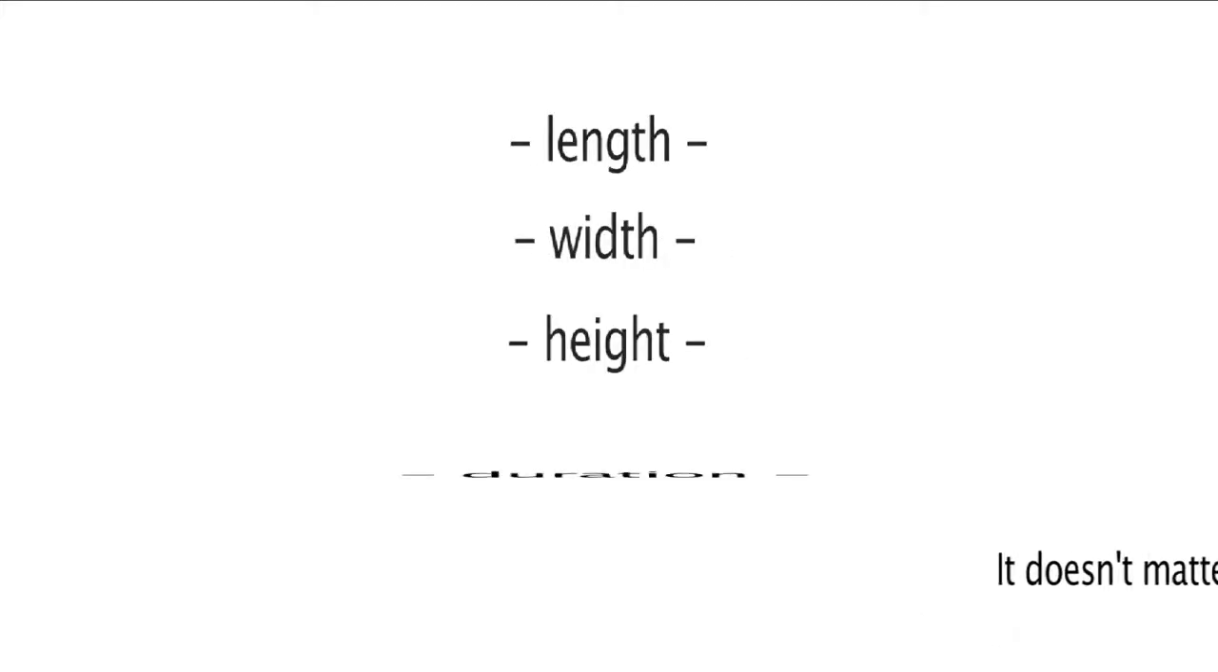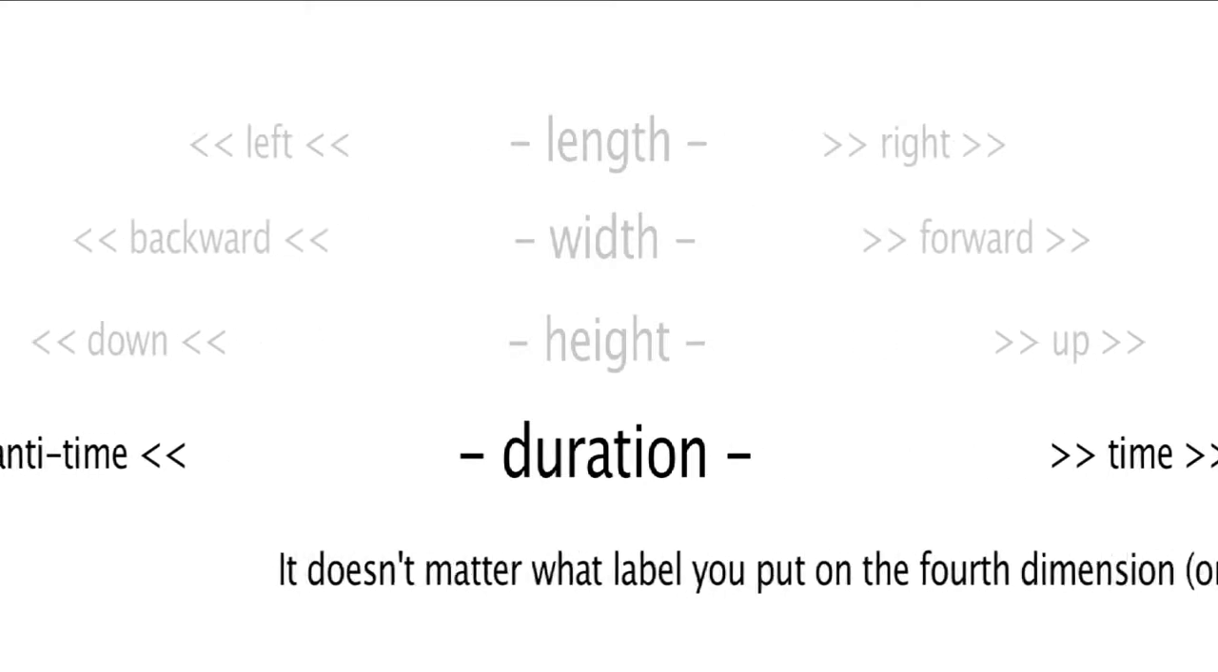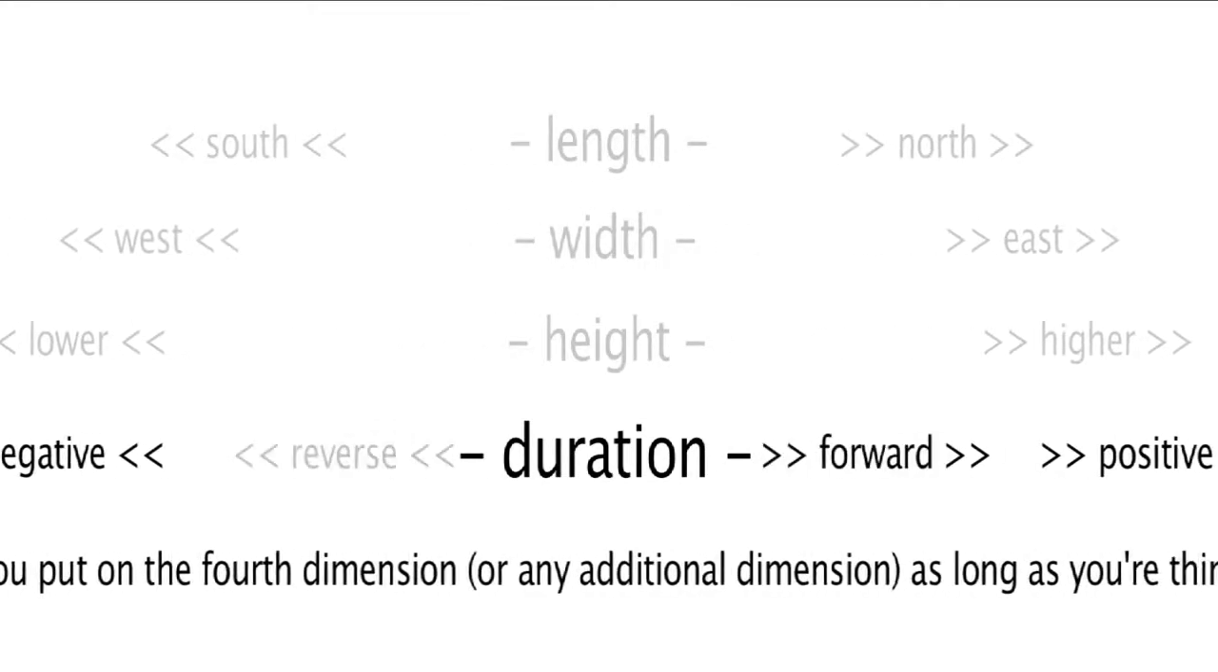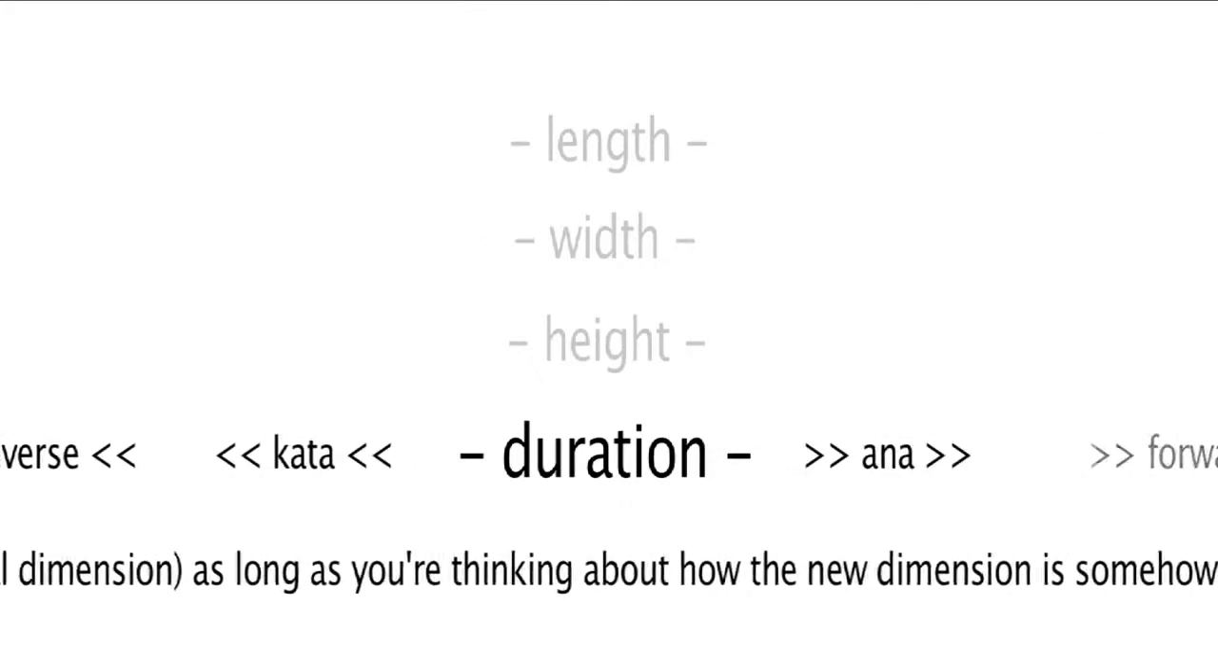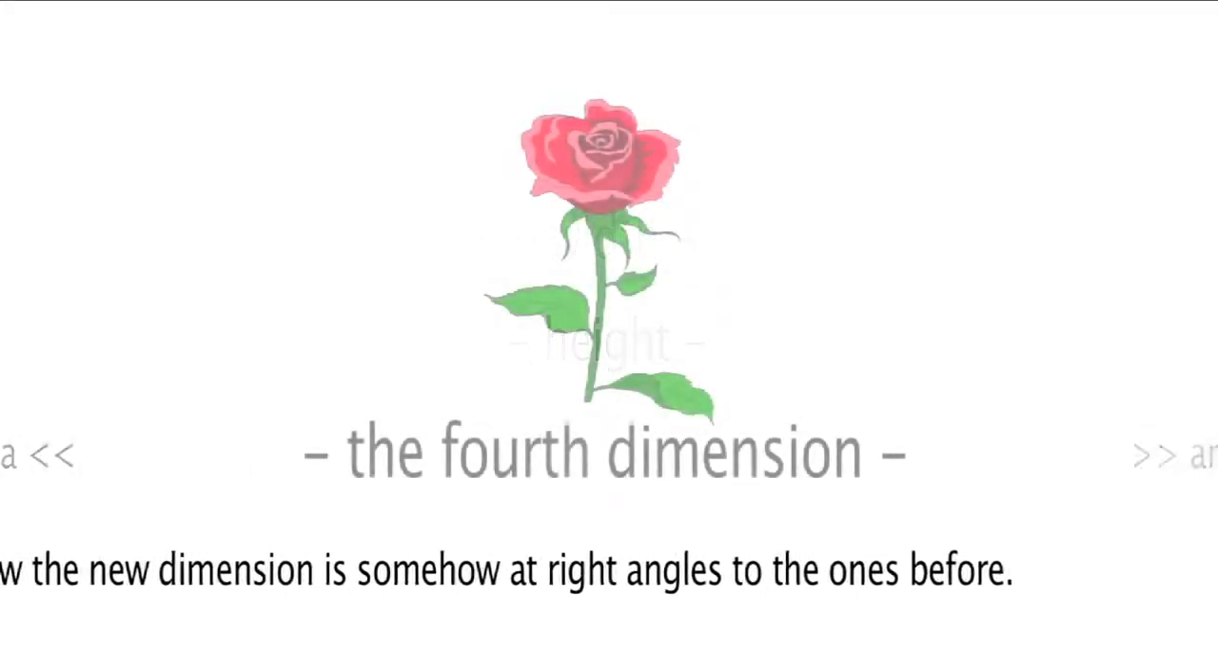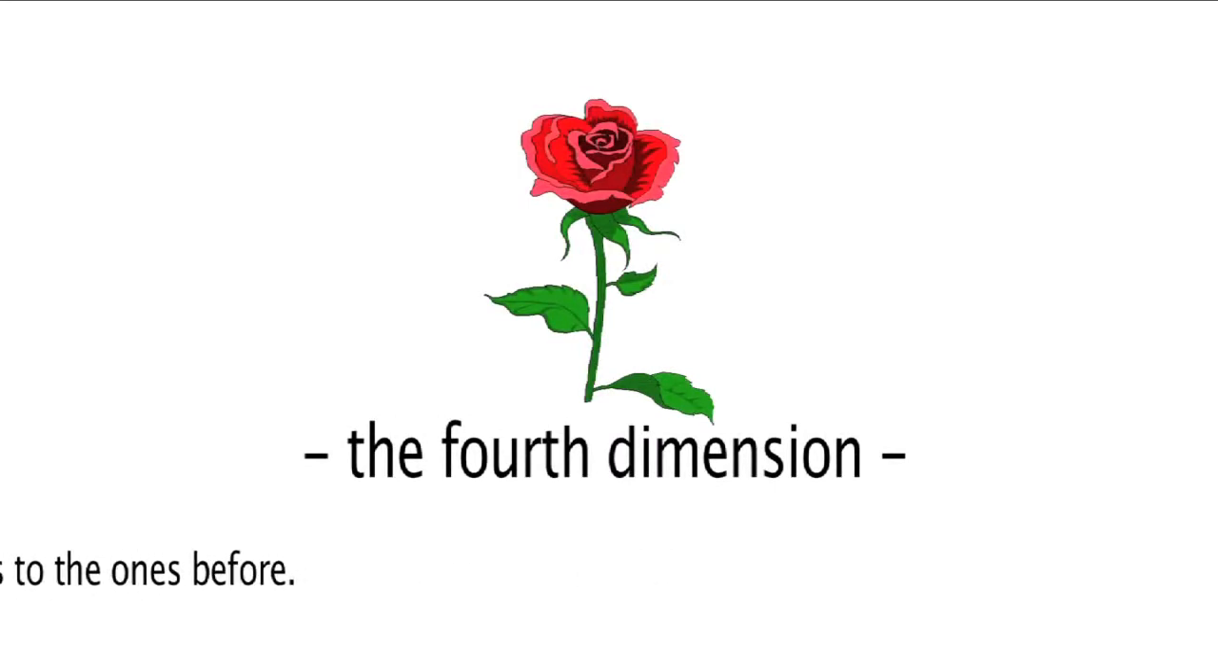Saying the fourth dimension is duration makes no more sense than saying the third dimension is depth, if when we say those phrases, we're thinking you can have duration without space, or depth without length and width. Saying the fourth dimension is space-time, then, at least acknowledges that the fourth dimension encompasses the dimensions from which it is constructed, and doesn't exist in isolation from the other dimensions. Let me say this again. It doesn't matter what label you put on the fourth dimension, or any additional dimension, as long as you're thinking about how the new dimension is somehow at right angles to the ones before. A rose by any other name still smells as sweet, to paraphrase Mr.